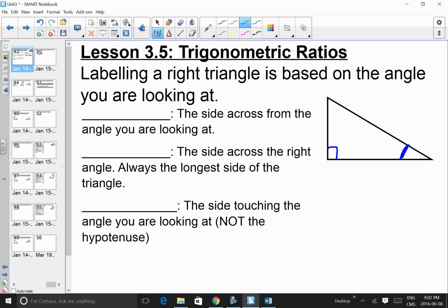So first, if we're looking at the angle, the side across from it, so if this thing has eyes, it's a smiley face, the side across from it, as if it's checking it out across the street, we call that the opposite side.